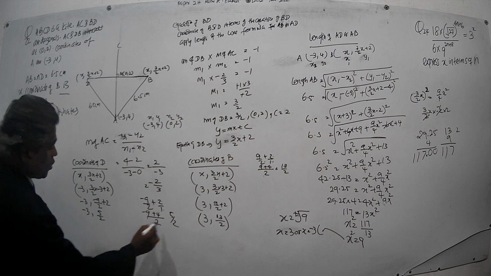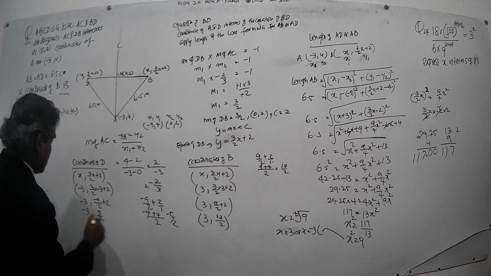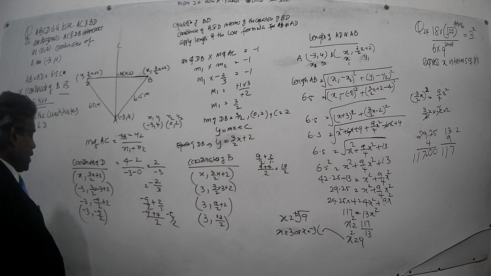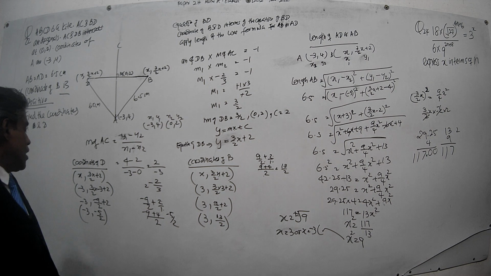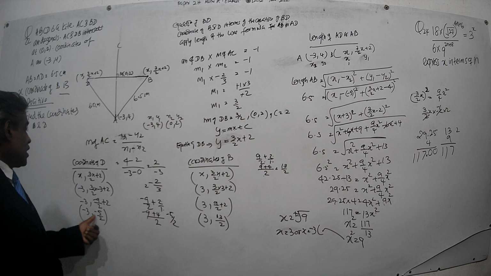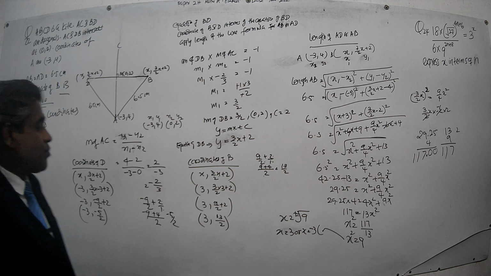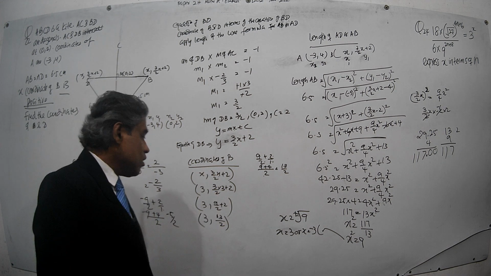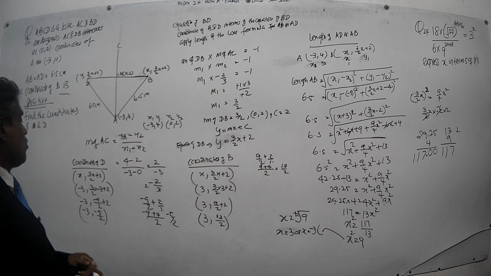It must be negative 5 over 2, right? Here, because negative 9 is greater in magnitude, right. Like this: minus 3, minus 5 over 2 is the coordinates of D. Then the coordinates of B are 3, 13 over 2. Right. Now we found that.